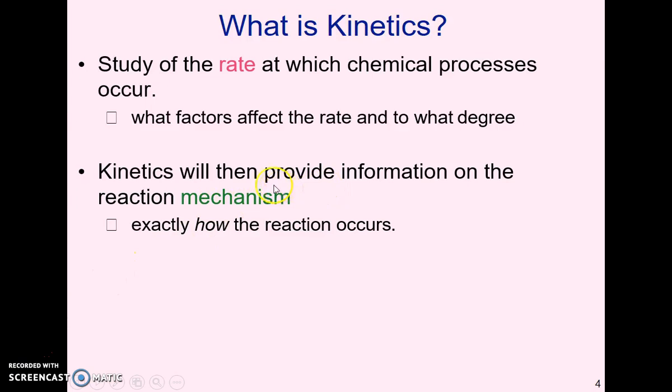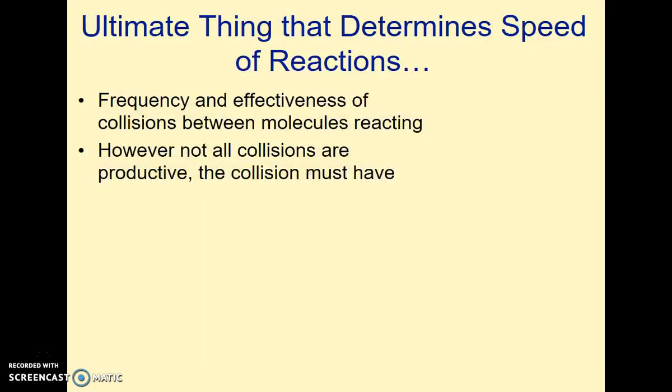To this point, we haven't really talked about what is actually happening when a reaction is occurring. We just have the reactants and the products, and they have some sort of equilibrium between them, but we haven't discussed what's actually happening in the reaction to allow the bonds that need to break to break, and the bonds that need to form to form. The main thing that determines how fast a reaction is going to occur is the frequency and effectiveness of collisions between the molecules reacting.